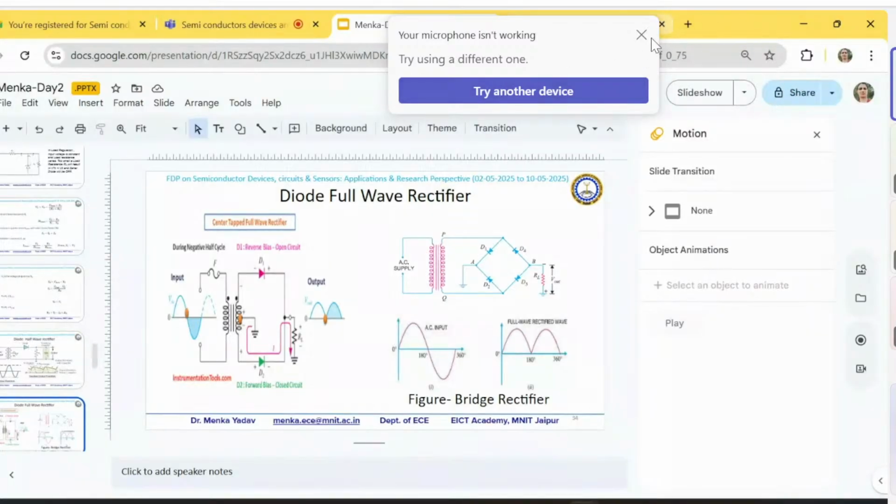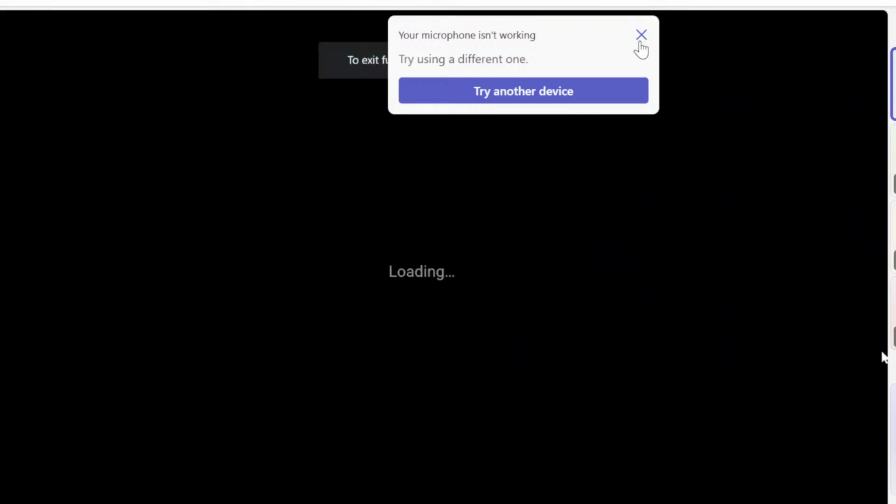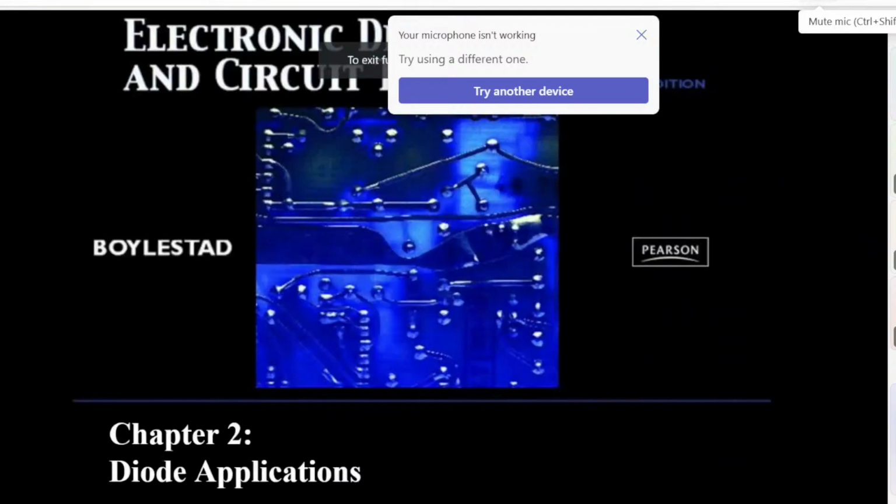So in this, let us take the next diode related applications. Whatever I will be able to cover in the 10 minutes that are left, I will take.